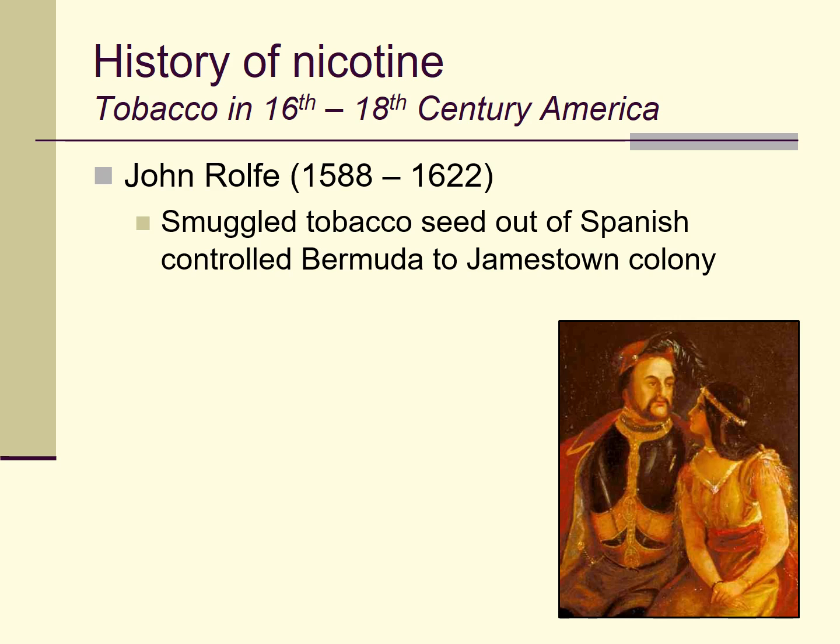As we saw a little bit with tea and with coffee, those monopolies were broken down by smugglers. In this case, a fellow named John Rolfe, who smuggled tobacco out of Spanish-controlled Bermuda and brought it to the Jamestown colonies in Virginia.